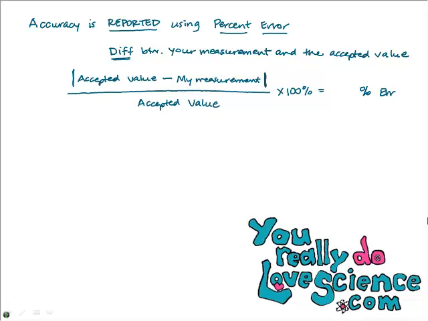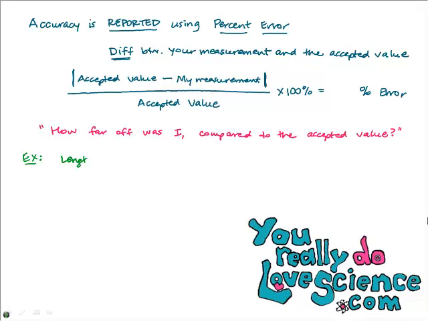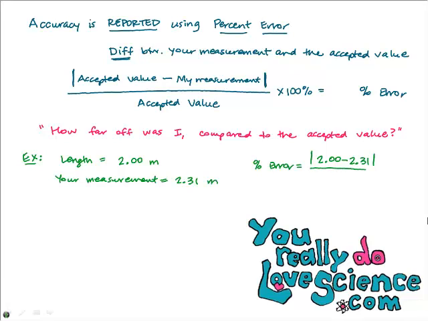So it's, again, like saying, in terms of percent, how far off was I compared to the accepted value? I'll give you an example, really easy example. Let's say the length of a table is, the accepted value is 2.00 meters, and your measurement was 2.31 meters. Well, your percent error would simply be 2.00 minus 2.31, absolute value, because we don't want to get a negative percent error, divided by the accepted value, times 100%, and we should get our percent that way.